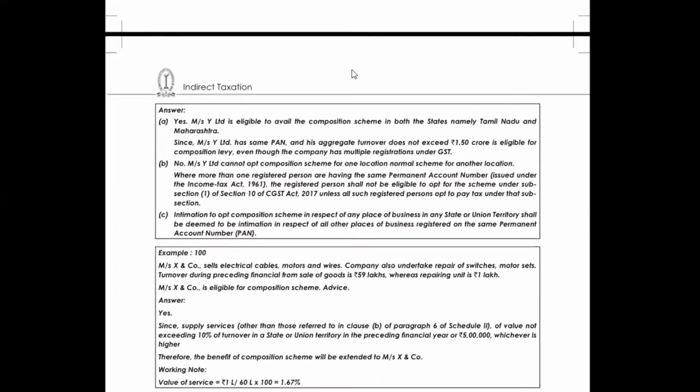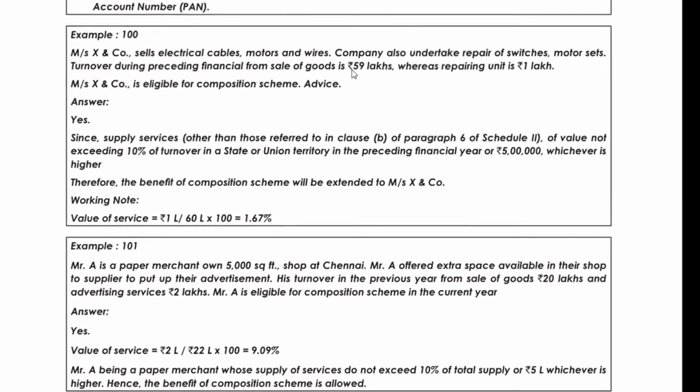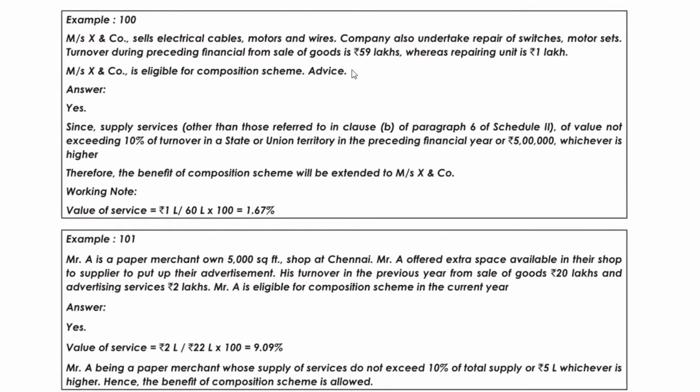So what they're saying is that Messrs. X and Company sells electrical cables, motors and wires. The company also undertakes repair of switches and motor sets. Turnover during the preceding financial year from sale of goods is 59 lakh, and repairing is 1 lakh. Whether eligible for composition scheme, advice. So what is the aggregate turnover? Aggregate turnover is 60 lakh, which is well within the limit.